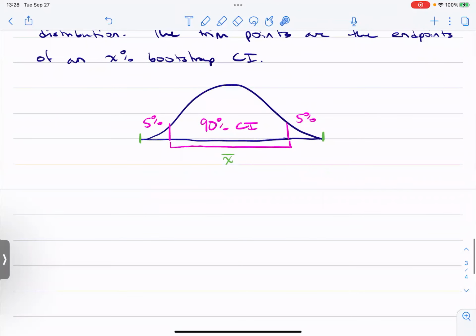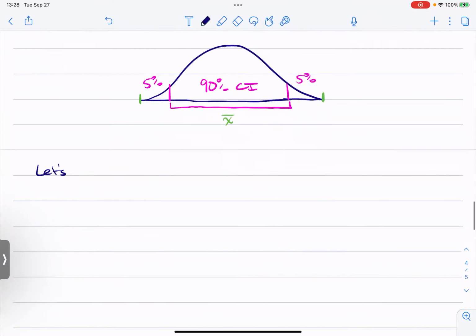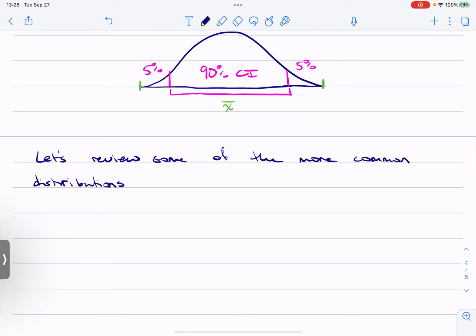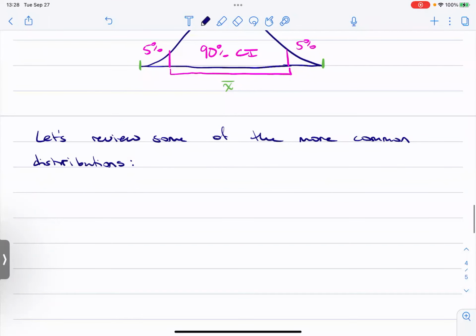All right. So let's review some of those most common distributions that we have relied upon. Start with the normal distribution. Seems like a pretty good place to start.